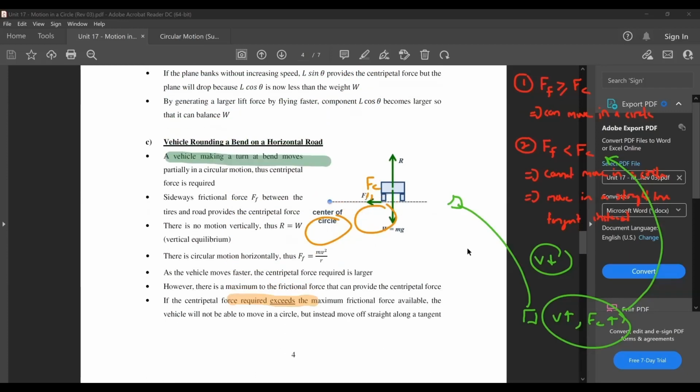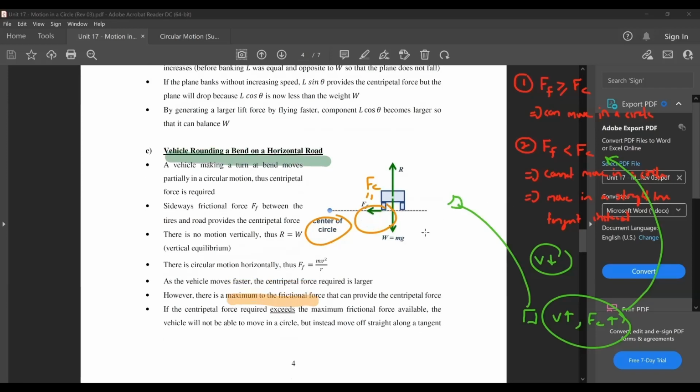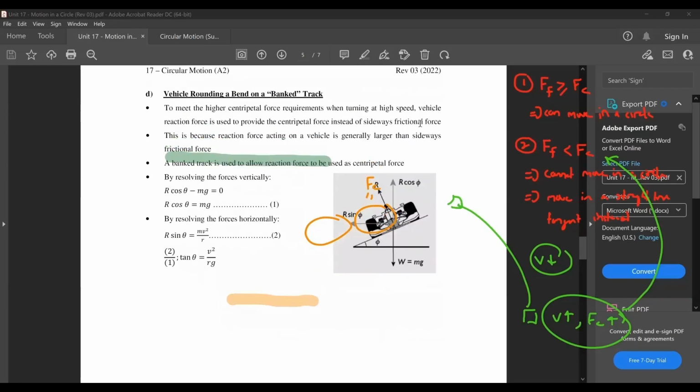Okay. Now, if speeding up when rounding a bend is the problem here, there will be some cases where you really need to speed up when rounding the bend. So how do you overcome this problem? One of the ways in which people overcome this, especially race cars, is that if they want to turn at very high speeds, they will do it on a bank track. Okay. They won't do it on a horizontal track.